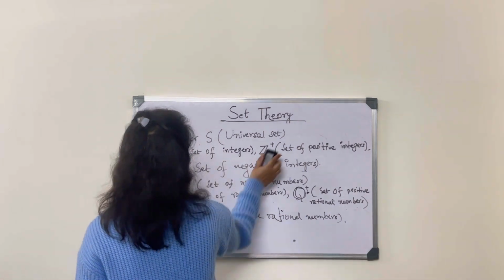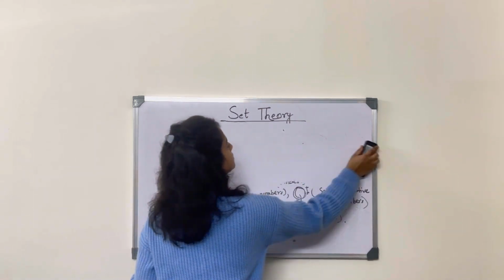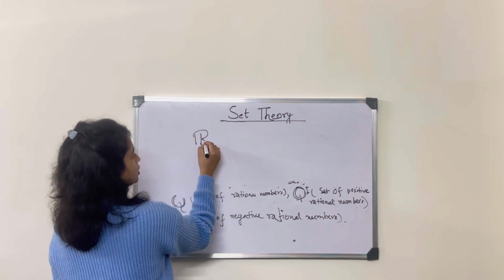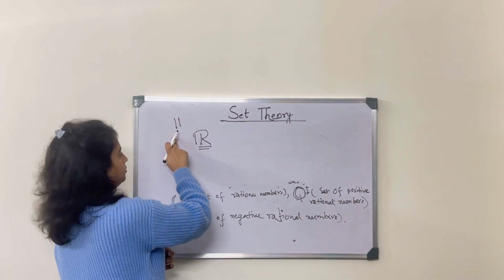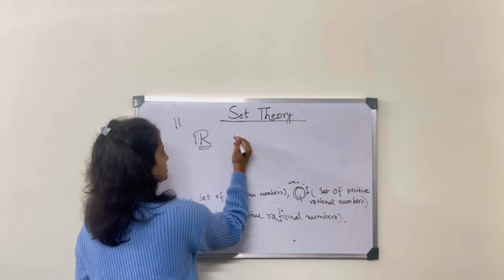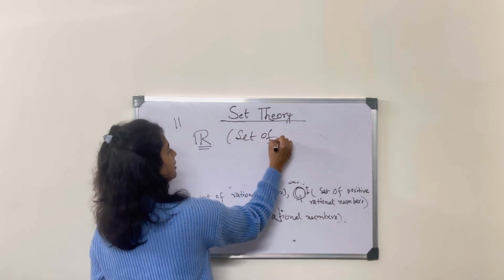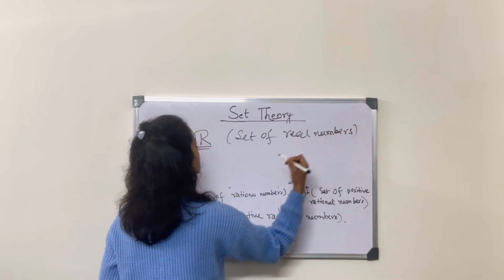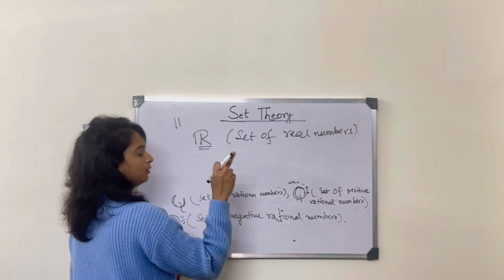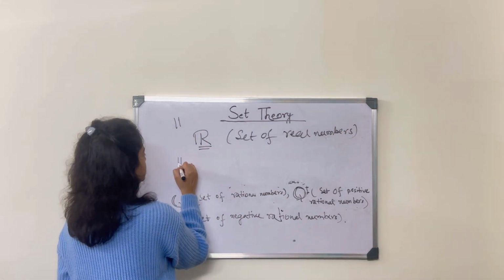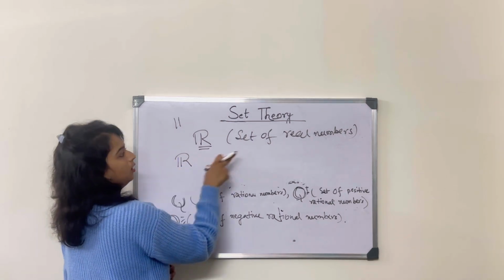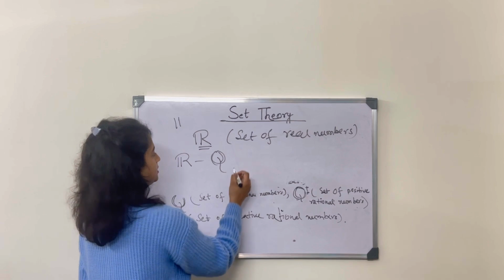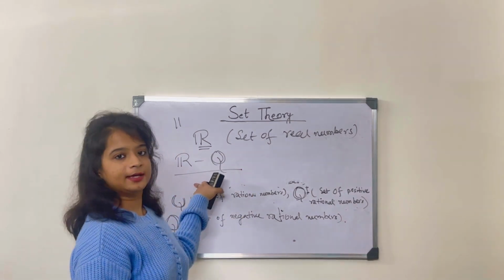Next, we have the set of real numbers. Capital R, you see the notation here, double line, okay? Which denotes set of real numbers. Next, set of irrational numbers. That is set of all real numbers minus set of all rational numbers. This denotes the set of irrational numbers.